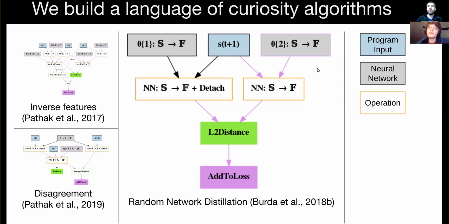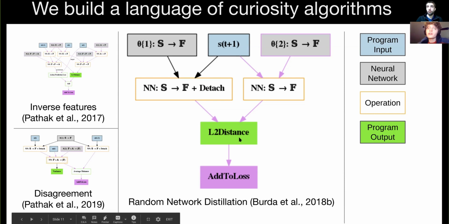Third, we have a variety of types of operations. Some of these involve neural networks, such as the one here, which just runs a neural network, or the one here, which runs a neural network and then detaches the gradients coming into its output. But there are also other versions, such as vector operations, arithmetic operations, various loss functions, and some even more complicated ones that we'll talk about in a second. Fourth, we specify one of these operations as providing the output of the program. This output is the reward that will be given to the agent in its environment. So in random network distillation, this output is defined as the L2 distance coming out of these two neural networks.